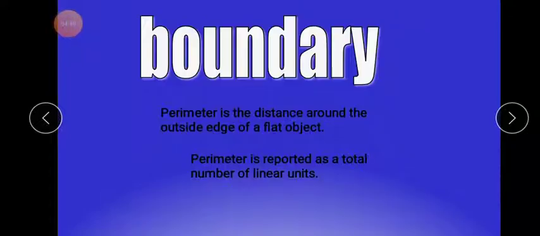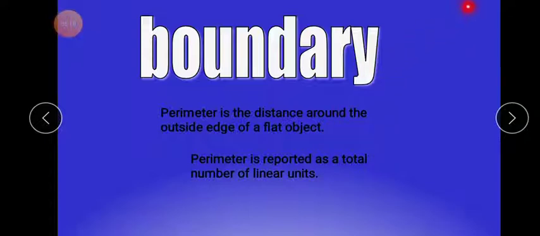We have learned about area as the total space occupied by the object. Let us learn what a boundary is. In mathematics we don't call it a boundary, we call it the perimeter. So in maths we use the term perimeter. What is the definition of perimeter? Perimeter is the distance around the outside edge of a flat object.